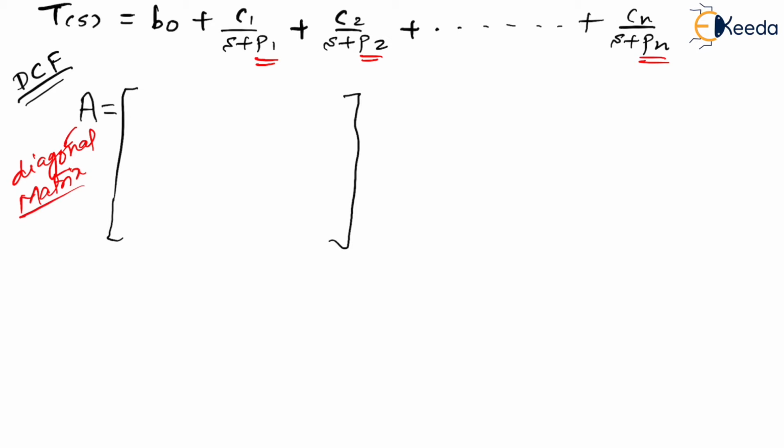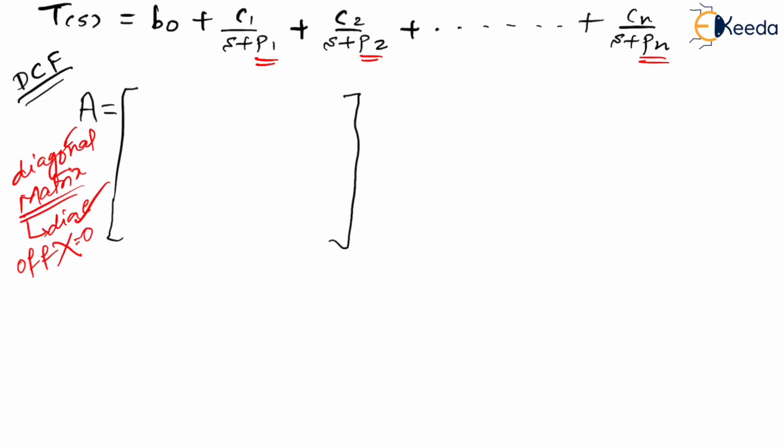What do we mean by diagonal matrix? A diagonal matrix indicates that diagonal elements are present and off-diagonal elements are not present, meaning off-diagonal elements are zero. Right. So what will be those diagonal elements that we need to understand? Those diagonal elements will be nothing but the poles.